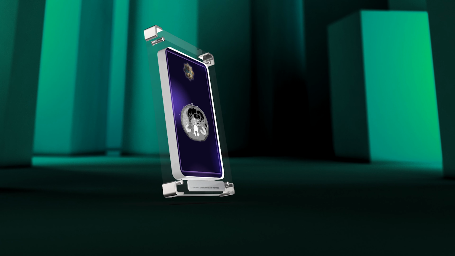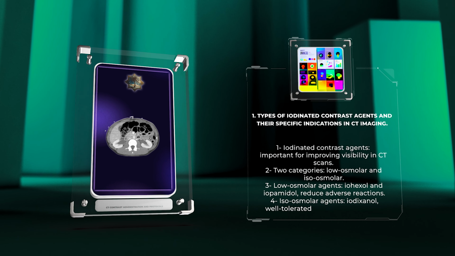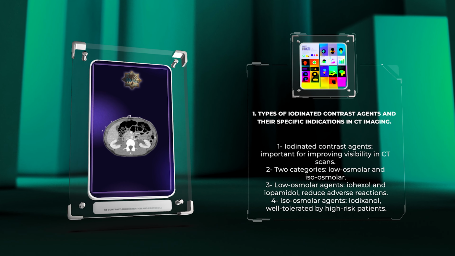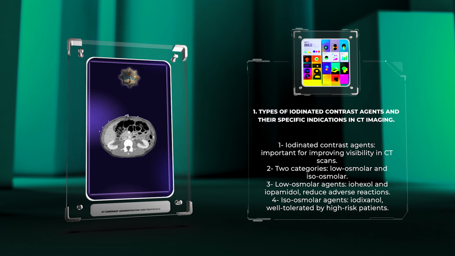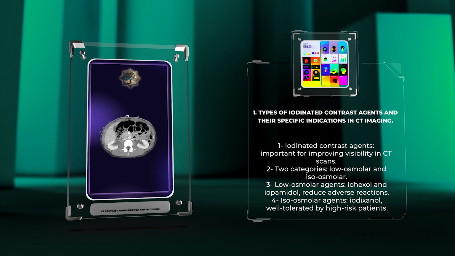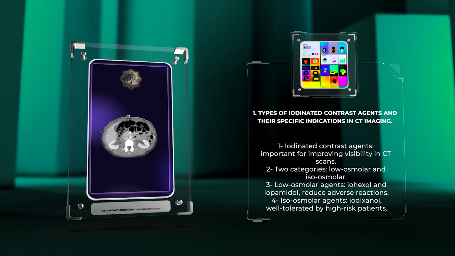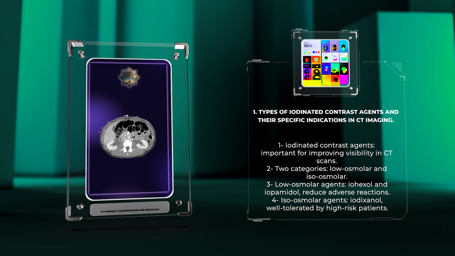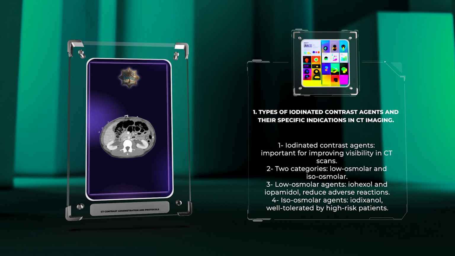Iodinated contrast agents are important for improving visibility in CT scans. They come in two categories, low-osmolar and iso-osmolar. Low-osmolar agents, such as iohexol and iopamidol, reduce adverse reactions. Iso-osmolar agents, like iodixanol, are well tolerated by high-risk patients. Different agents have specific indications, allowing radiologists to choose the best option for each scenario and improve CT imaging quality.